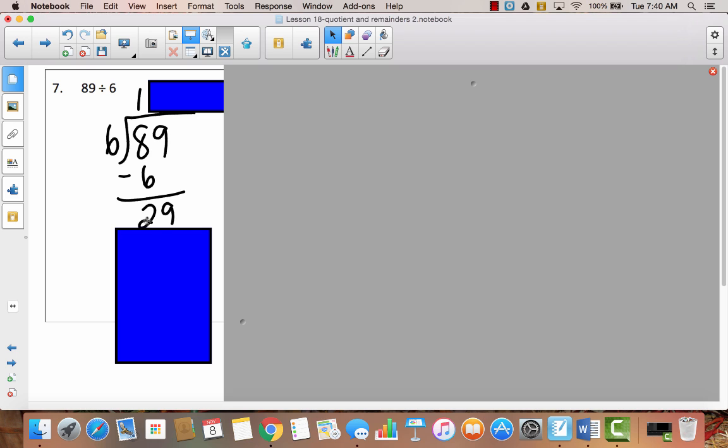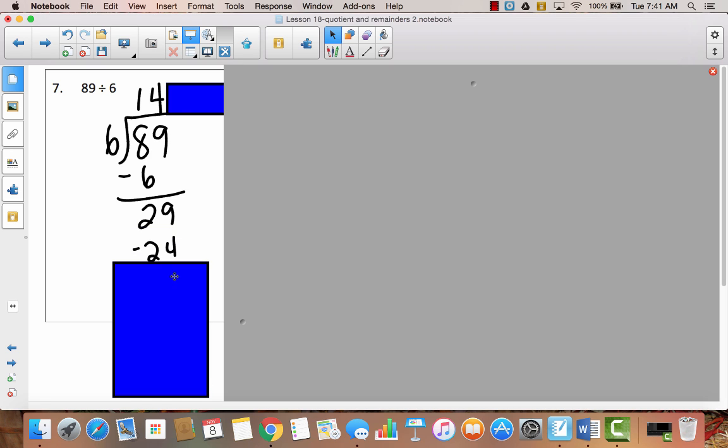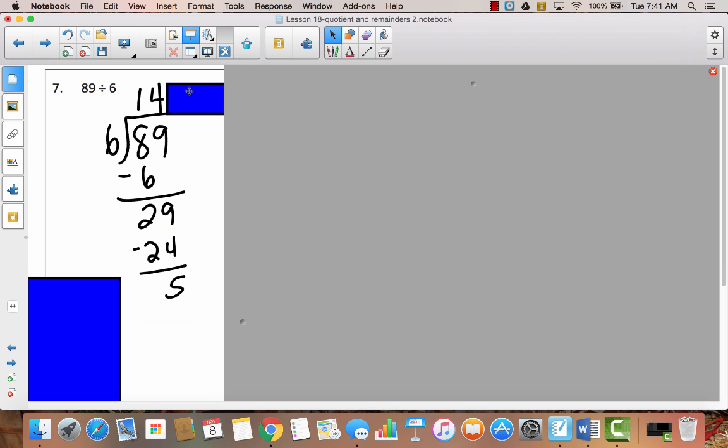So I divided my 29 1s by 6, and nothing times 6 is exactly 29. So I started thinking to myself, 6, 12, 18, 24, 30. So I had to go back to 24, which is 4 times 6. 4 times 6 is 24. That gave me a remainder of 5. So my quotient was 14 with a remainder of 5.